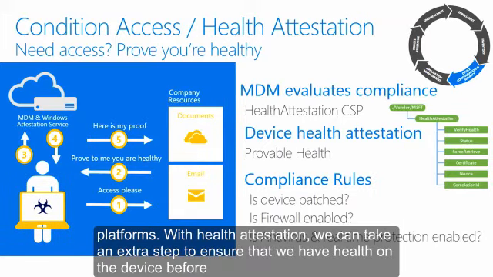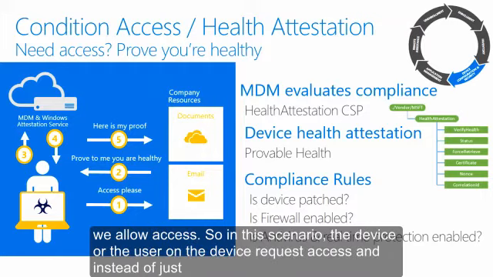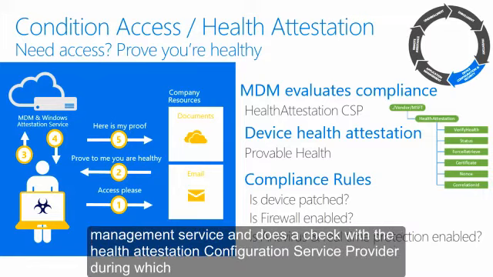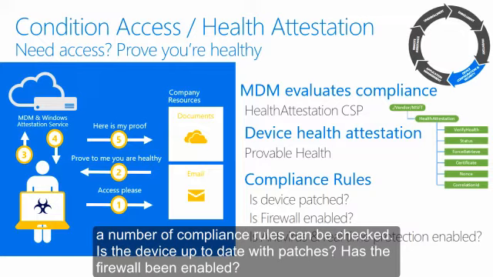With health attestation, we can take an extra step to ensure that we have health on the device before we allow access. So in this scenario, the device or the user on the device requests access, and instead of just granting access, the service asks for a health certificate. The device then reaches out to the mobile device management service and does a check with the health attestation configuration service provider, during which a number of compliance rules can be checked.